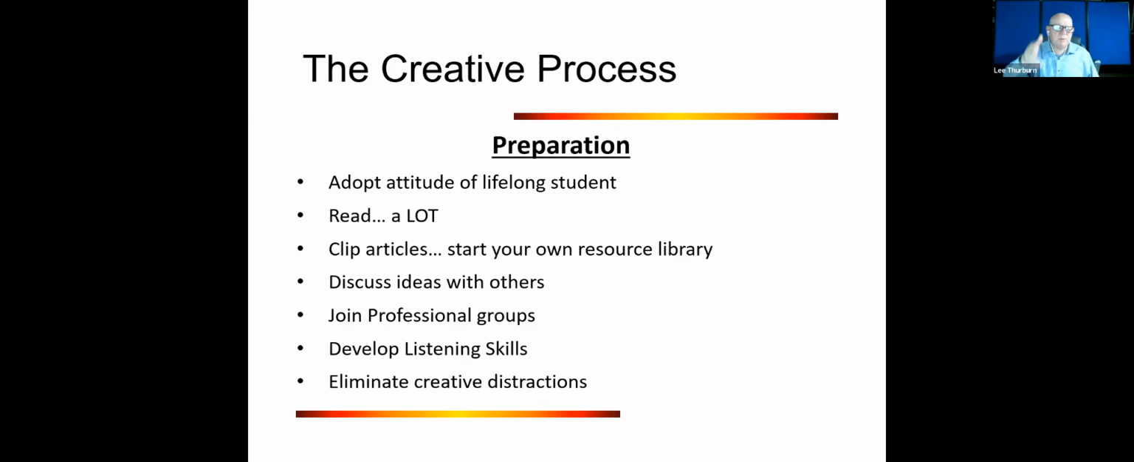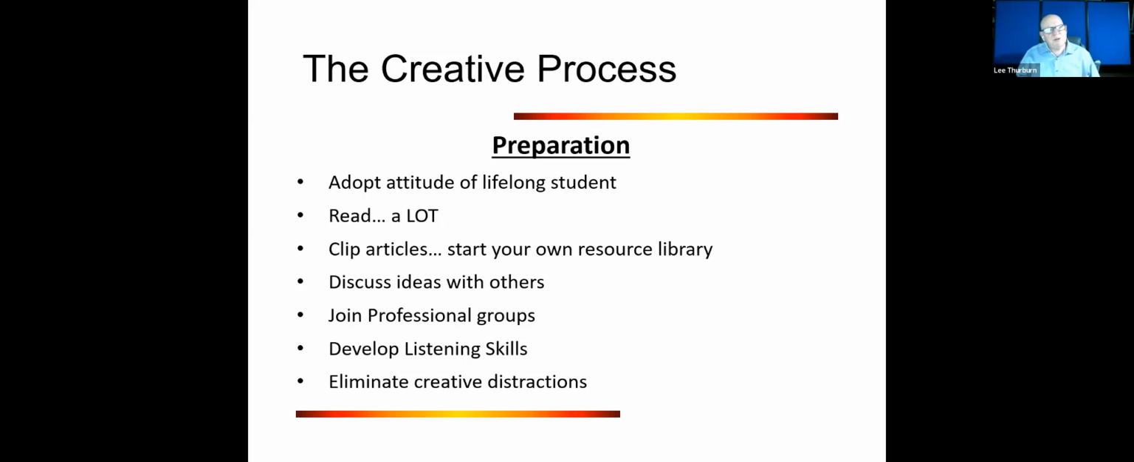So the idea of clipping articles could very well mean clipping out newspapers, but it could also mean printing articles off that you see cool things or interesting things on some web page. And discuss ideas with other people. Join professional groups. I talked about listening skills. Learn to listen to especially what your customers are telling you, because your customers are maybe the richest source of idea information that you have.